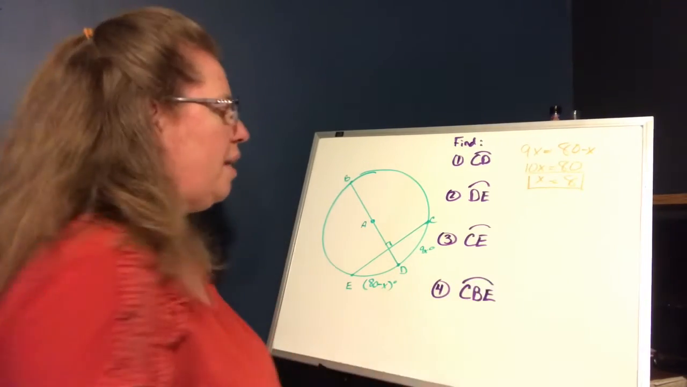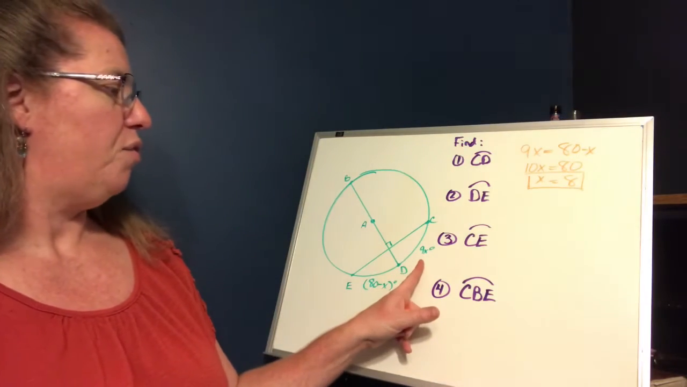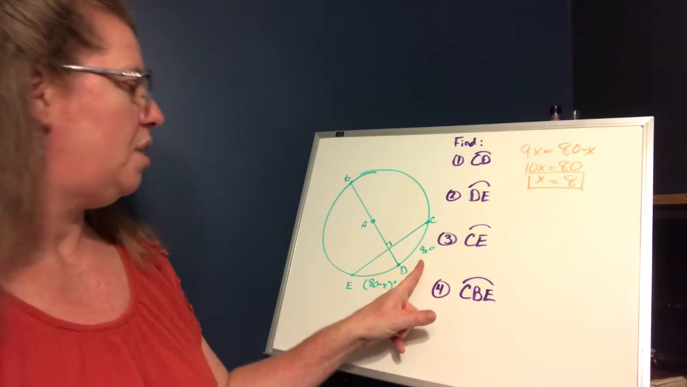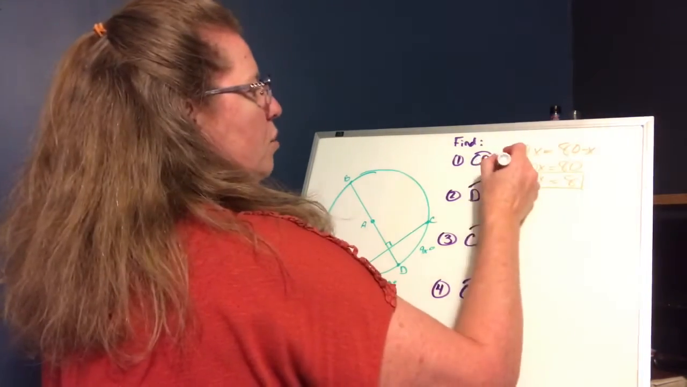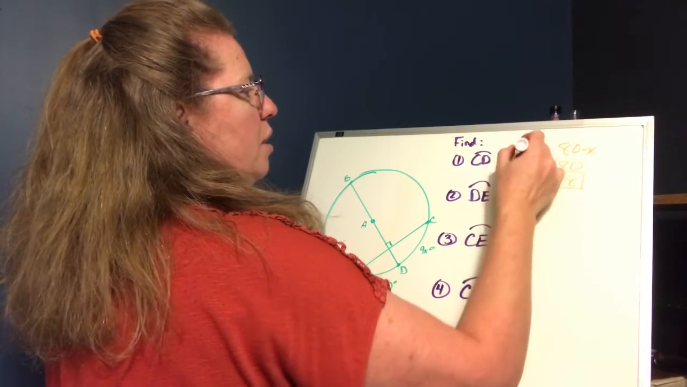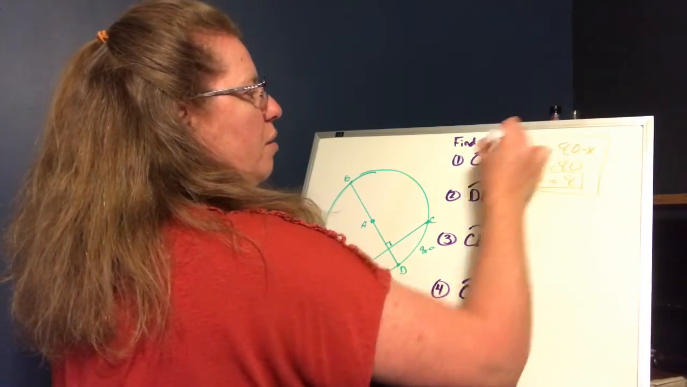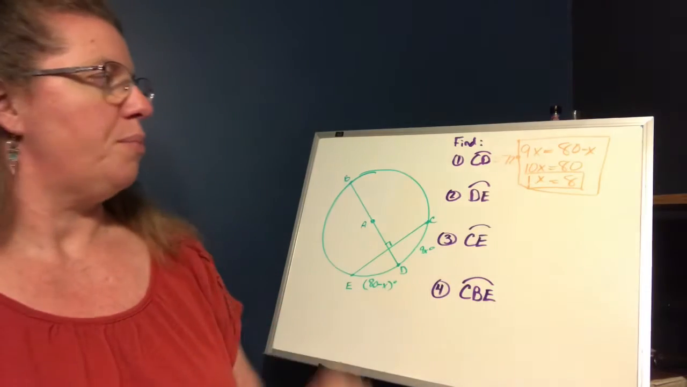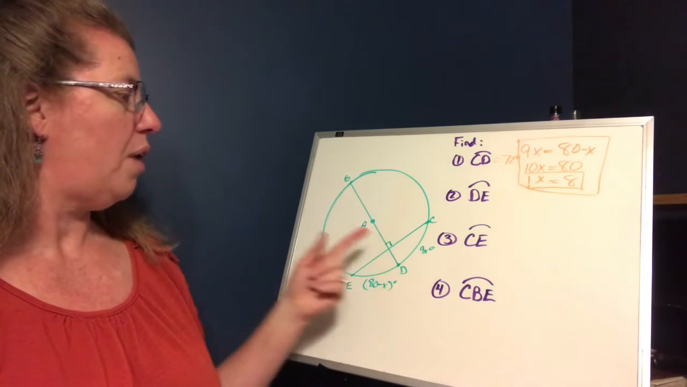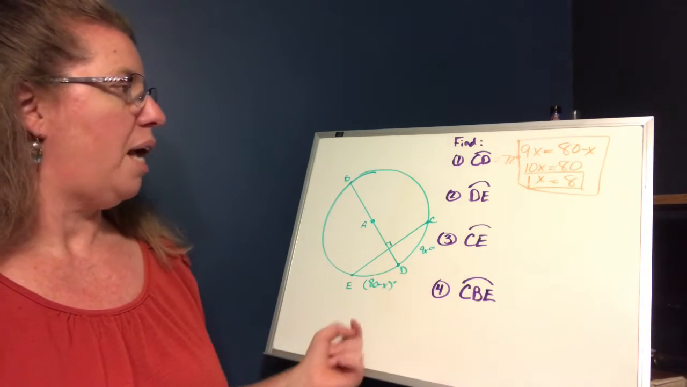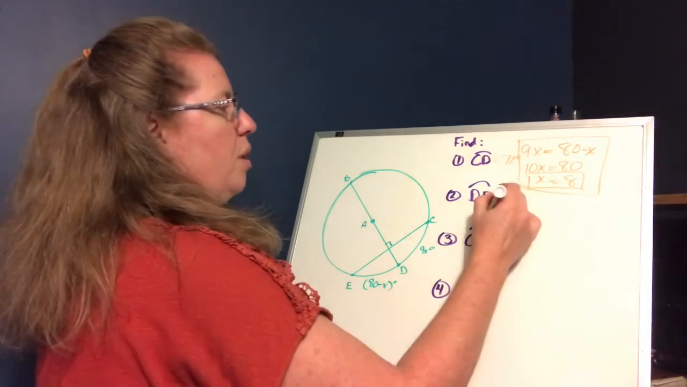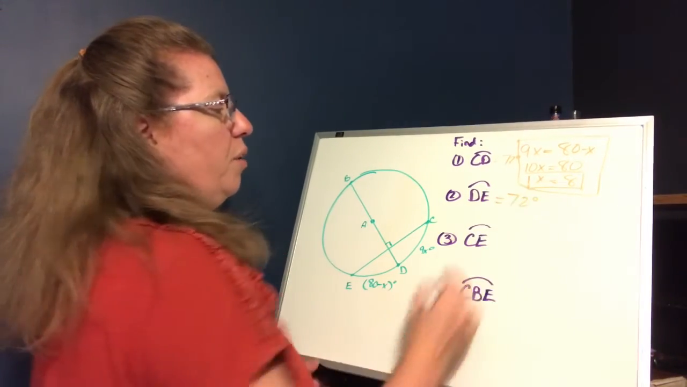So I need to plug that back in here. For CD, we know the measure of CD then is equal to 72 degrees. Okay, 72 degrees. Now we're going to use our theorem. We know that it cut these two arcs in half, so we know DE must also equal 72 degrees using our theorem.